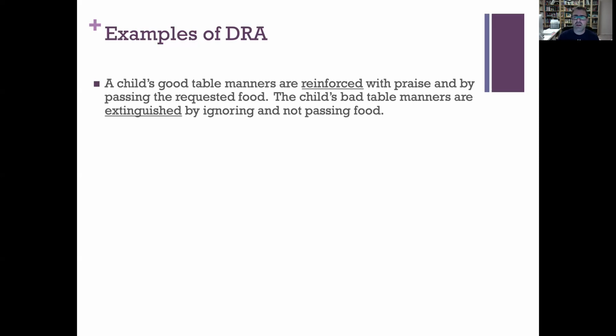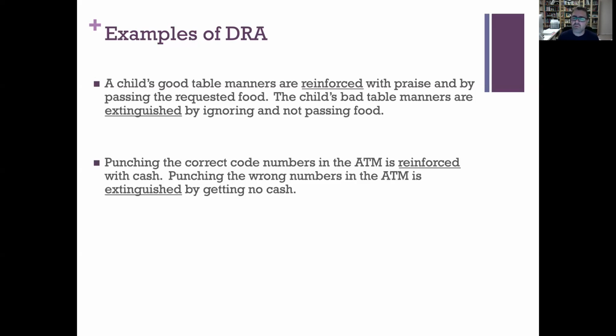A child's good table manners are reinforced with praise and by passing the requested food, but the bad table manners are extinguished by ignoring or not passing the food. Here's another one that doesn't even involve a person mediating the behavior. Punching the correct number, your password, in the ATM is reinforced with cash, right? So if you punch the right number, you get money. But if you punch the wrong number, you get nothing. So eventually, punching the wrong number is extinguished.